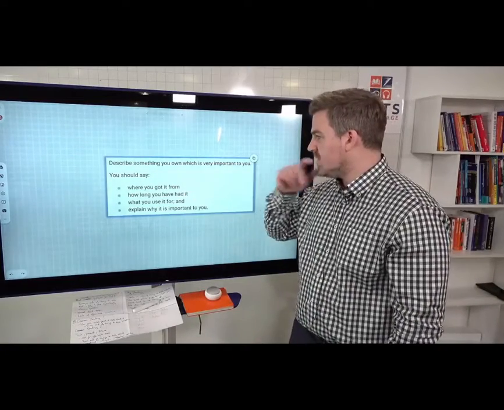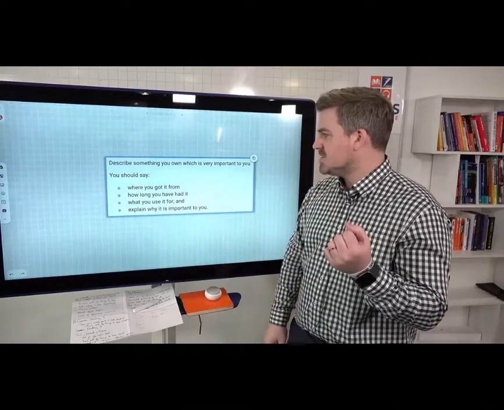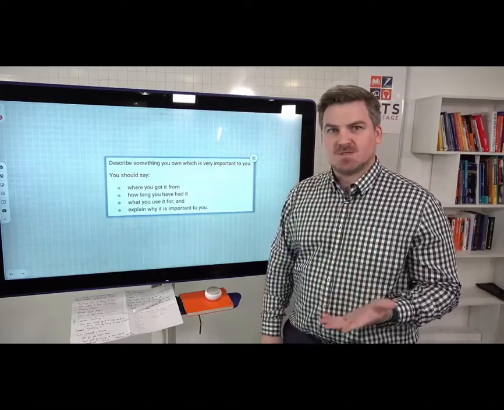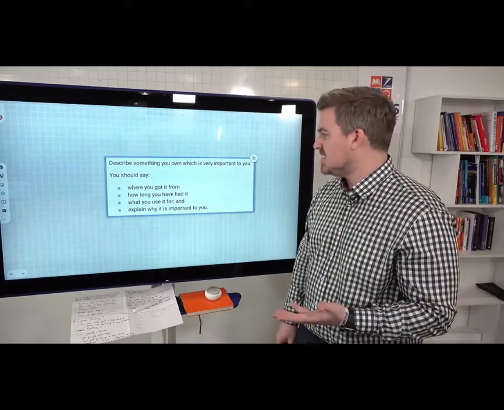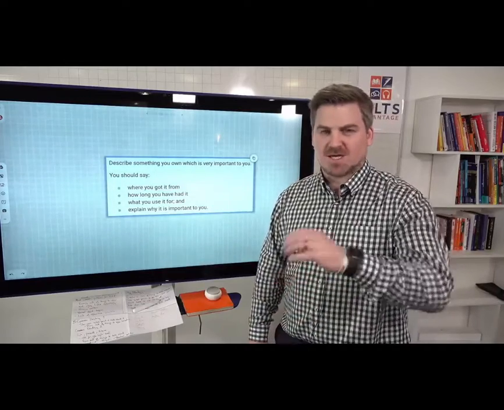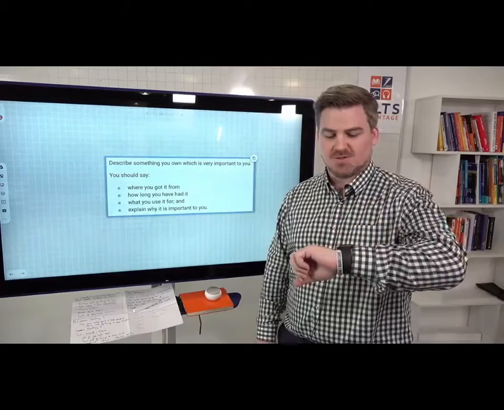So I got it from Argos, and yeah, I've had it about 6 months. I use it to tell the time, and it's really important because it's a really nice watch. I like this watch. It's really good.